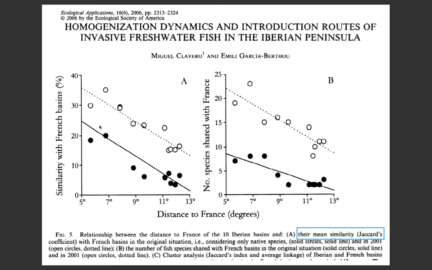So the dark circles are considering only native species similarity, but when you add in non-native species that occurred, you can see similarity goes up. And the slope of the line indicates here the distance to France. So how many degrees is it to France? And you can see that there's a distance decay, and that's something that we expect in island biogeography, that as distance changes, similarity changes. This is usually referred to as a distance decay effect.